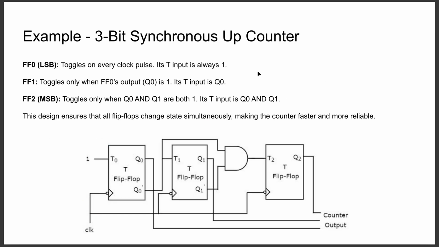A synchronous up counter. For this flip-flop, it toggles on every clock pulse. Its T input is always 1. The next flip-flop toggles only when the first flip-flop output is 1. Its T input is Q0.